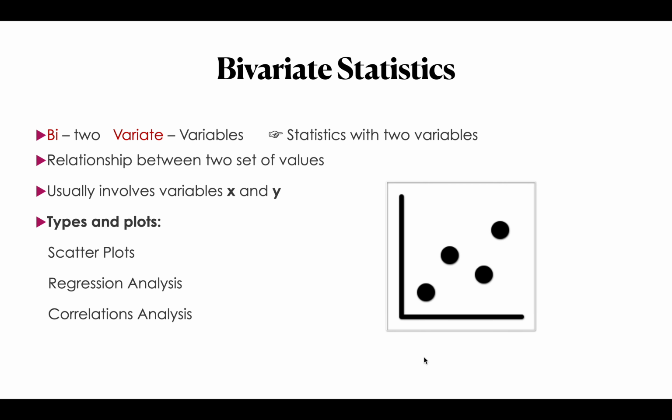As is very clear from the name, bi means two, and variate means variables. So what does it mean? Statistics with two variables. Bivariate statistics means statistics with two variables.